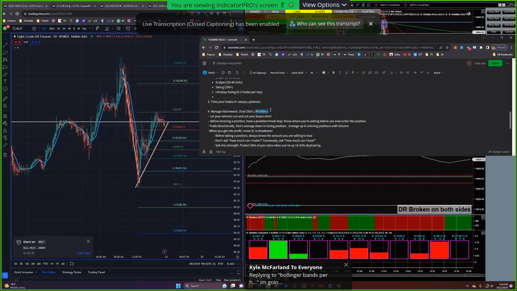Charles, Bollinger Bands perhaps for chop, the tighter they are, yes. Another thing that's called Keltner channels as well. Yeah, Casey. Those also give you a good idea of what is chop. Yep.